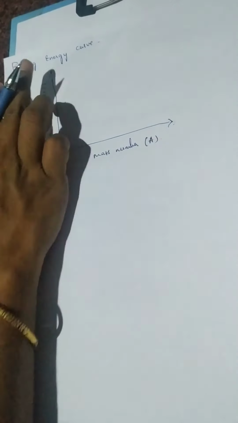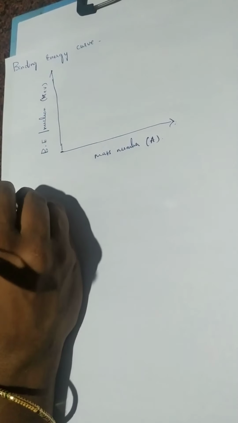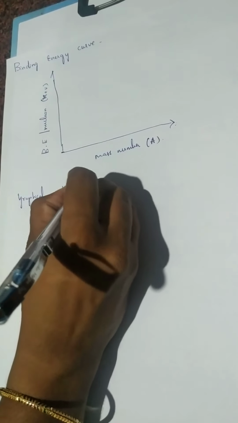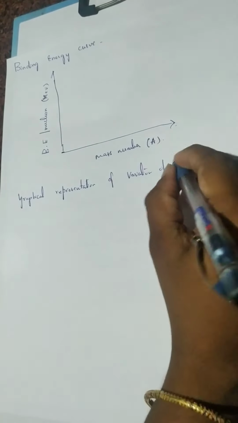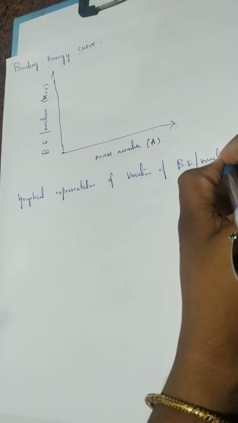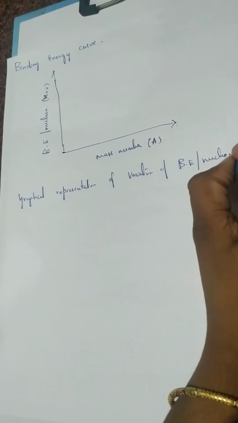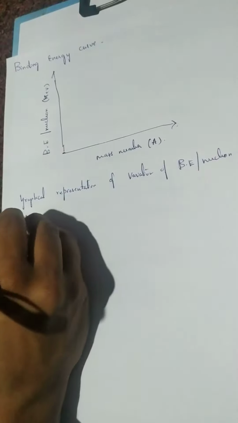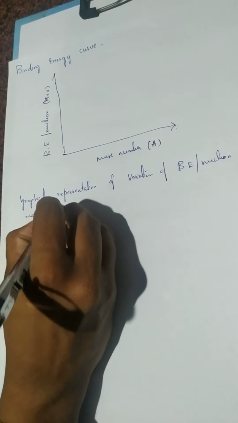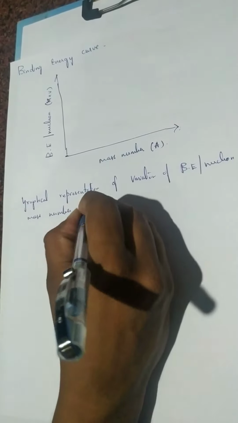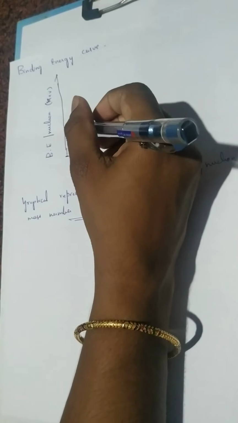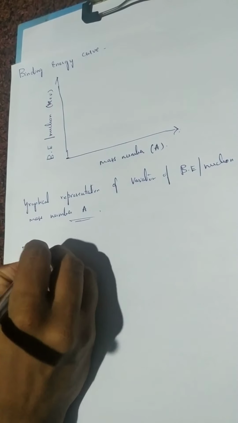So students, a binding energy curve is nothing but a graphical representation of the variation of binding energy per nucleon with the mass number of nuclei of the different elements. So that is nothing but the binding energy curve. Now there are some features of the binding energy curve. Let us see some features related to the binding energy curve.